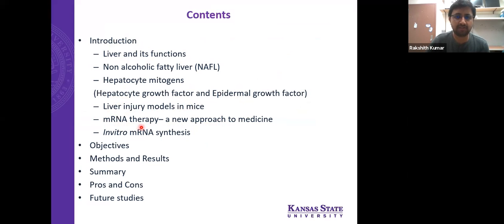And then I will talk about mRNA therapy, a new approach to medicine, and in vitro mRNA synthesis, how we can synthesize it in the lab. And later I will shift to the paper. I will talk about the objectives, methods, results, and I will summarize the paper. And then I will talk about the pros and cons of the paper, and then I will end the presentation with what we can do in future with the use of these results.